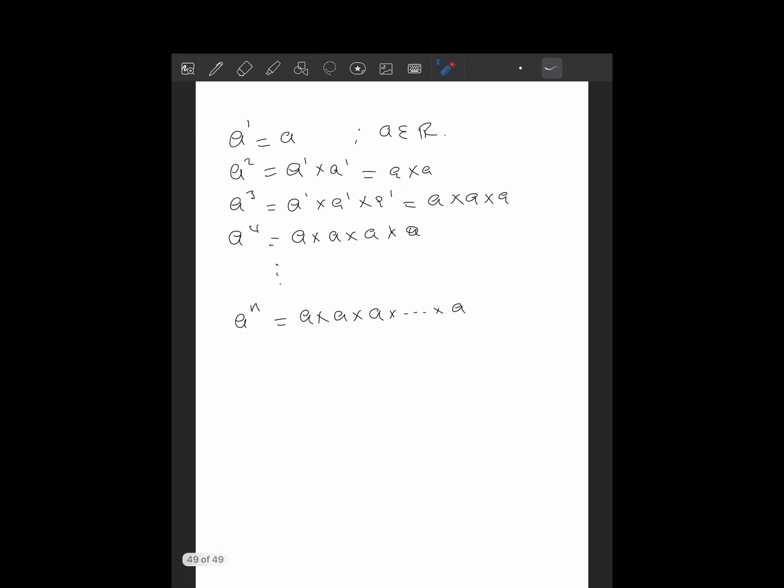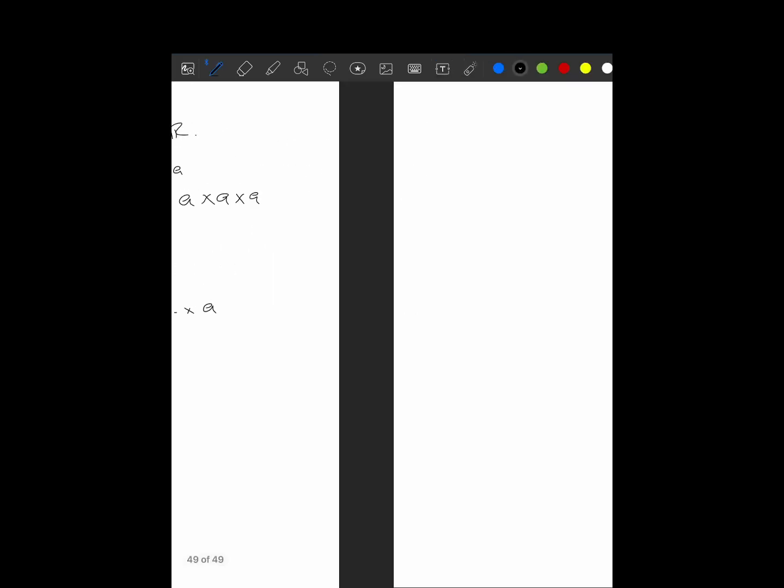That's one identity. Another identity is this. You already know a power 1 up to a power n. A power n is equal to a times a times a, until n times.